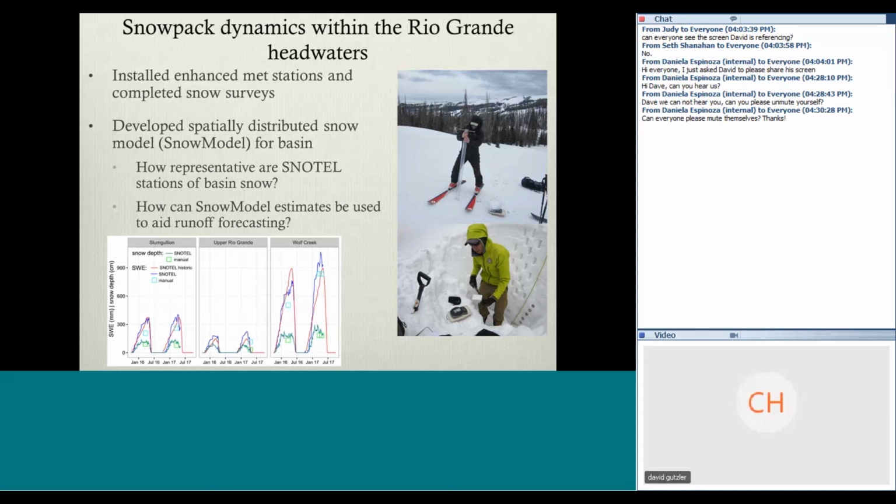So, in addition to trying to understand how representative these SNOTEL stations are, we're really trying to see, can this spatially distributed snow model be used to aid in runoff forecasting?